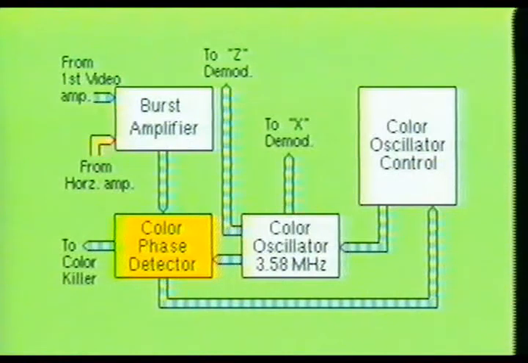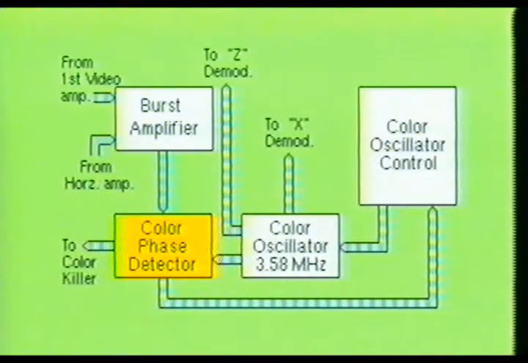The chroma phase detector stage compares the phase difference between the color burst from the burst amplifier with that of the 3.58 MHz signal generated by the 3.58 MHz oscillator stage which feeds into it. If a phase difference exists between these two signals, a DC correction voltage is generated and fed into the oscillator control stage. This causes the oscillator stage to synchronize with the color burst signal.